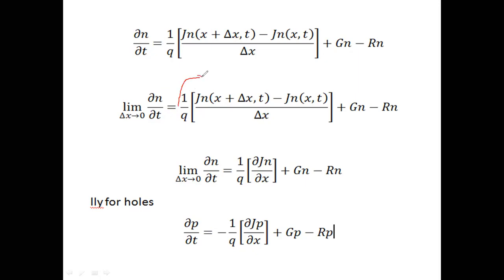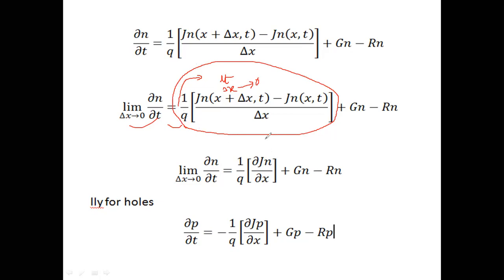I have to add here also. Limit delta x tends to 0. Applying this both sides, here and here. So limit delta x tends to 0, dou n by dou t equal to, if you see this, this is the basic equation for a general partial differential equation.